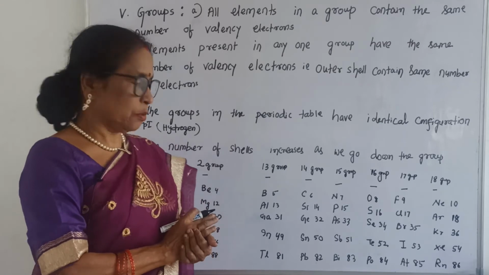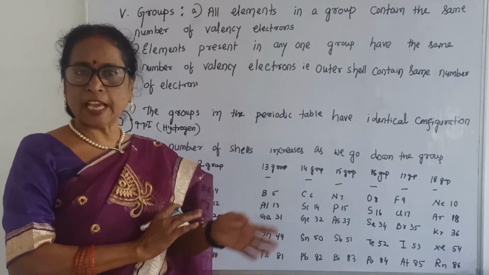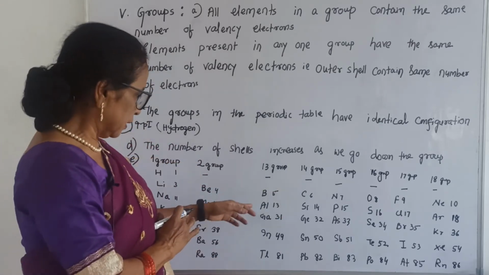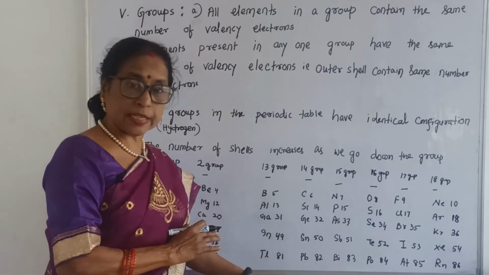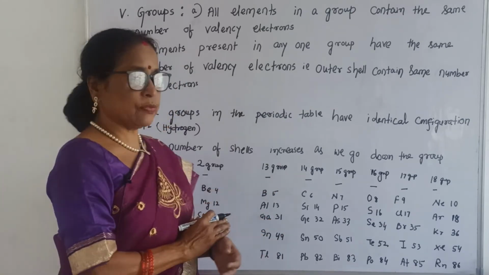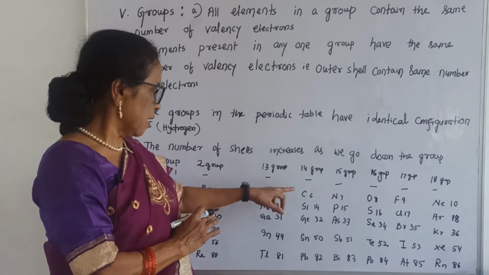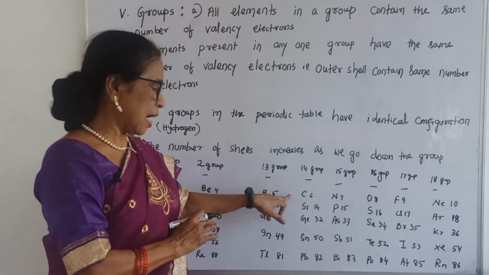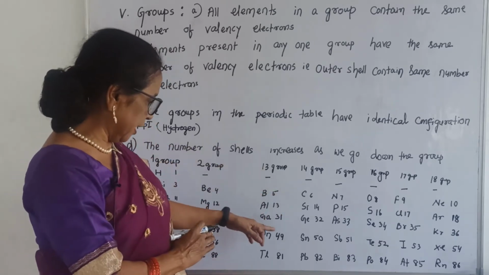Group 13 means boron, aluminium, gallium, indium, thallium. See, 5, 13, 31, 49, 81. And next is group 14. Group 14 means starting from carbon, silicon, germanium, tin, lead.